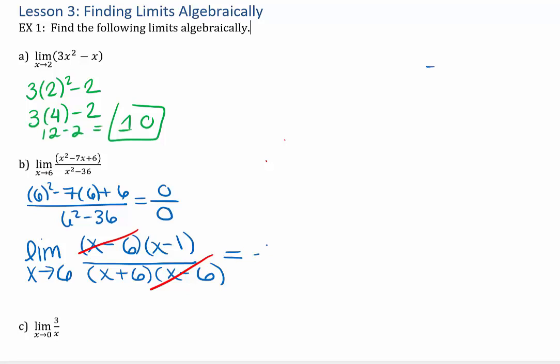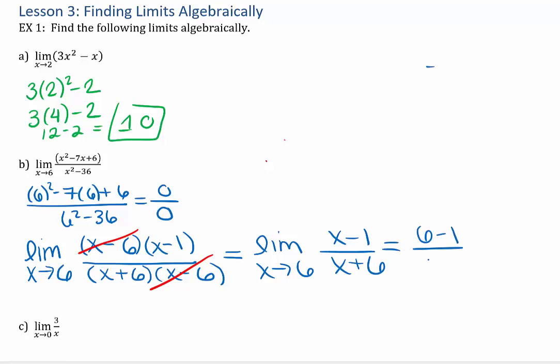And I am left with just the limit as x goes to 6 of x minus 1 over x plus 6. And now I'm going to try to find this limit by plugging that x value in. If I plug the 6 in, I end up getting 5 over 12. That is not 0 over 0, so that's my final answer here.